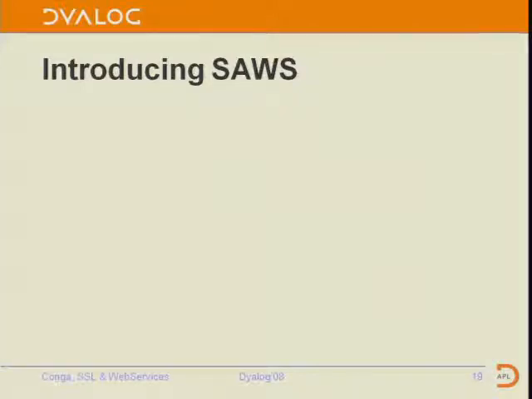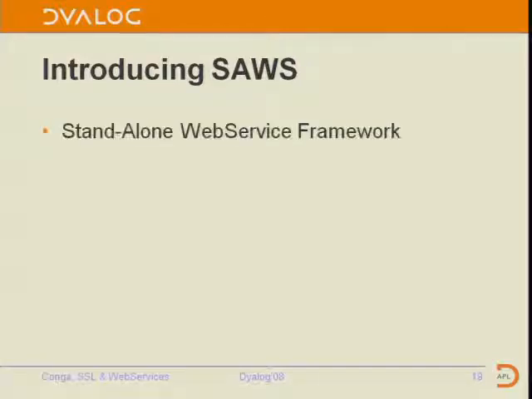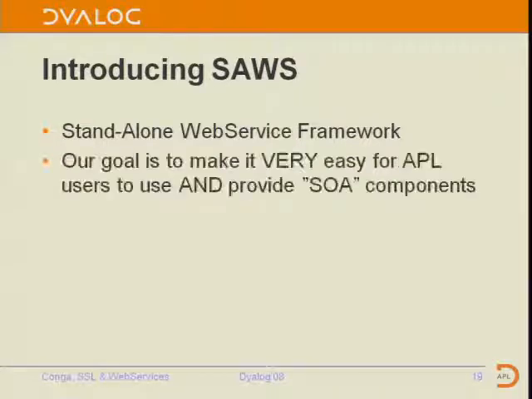We've just got two functions or a function in a workspace, and that's where this tool that we've built called SOARS comes into the picture. SOARS is for the Standalone Web Service Framework. Standalone means that you don't need IIS or Apache or something like that. An APL workspace can be a web service framework all on its own.